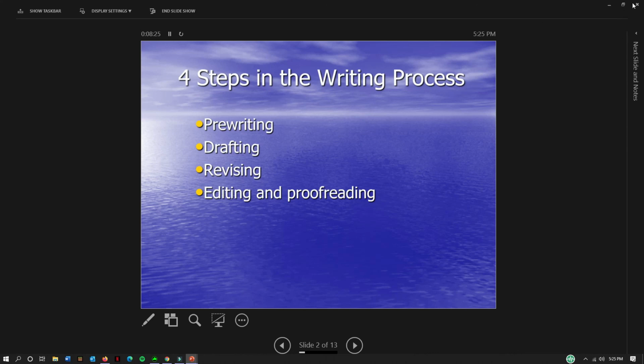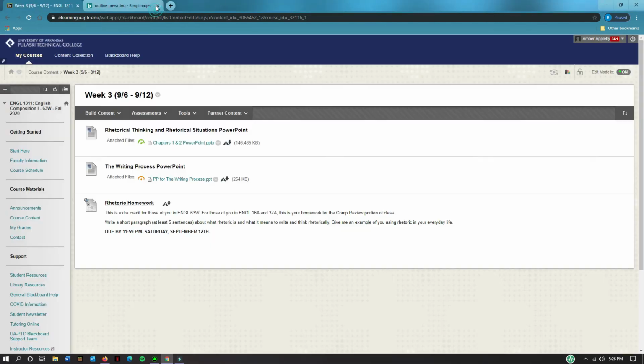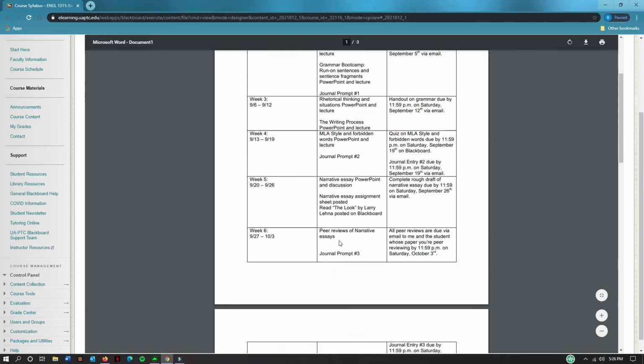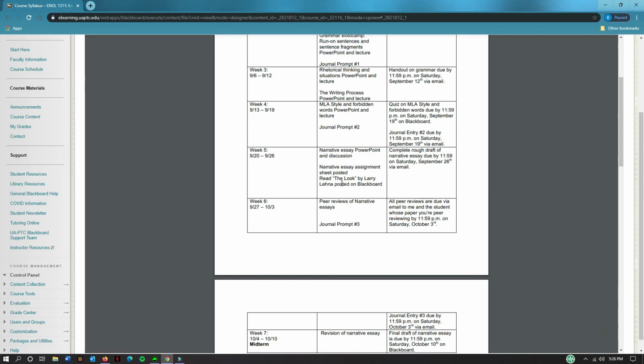And we'll go over how to proofread and edit someone's essay. We'll go over all of that when we get to that part. Let me look. So next week is MLA, and then we do the narrative essay. So on week 6 is when we're going to do peer reviews of the narrative essay. We'll probably practice peer reviewing next week, but I will show you how I want you to do and submit your peer reviews in week 6. So we'll talk about that then.